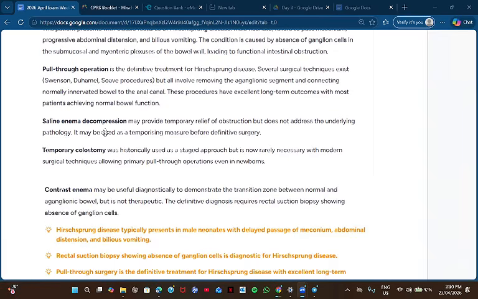What about saline enema decompression? Here it may provide temporary relief of obstruction but does not address the underlying pathology. Because I know most doctors remember saline enema as the definitive treatment. It's not. Definitive treatment is always surgery, right? You have to remove this aganglionic area from the colon, right?